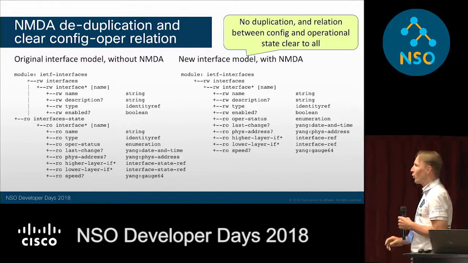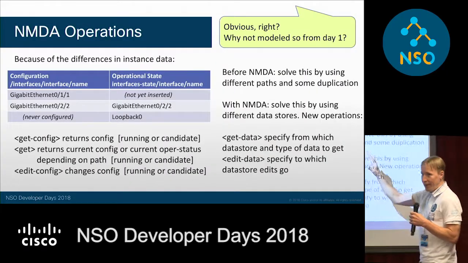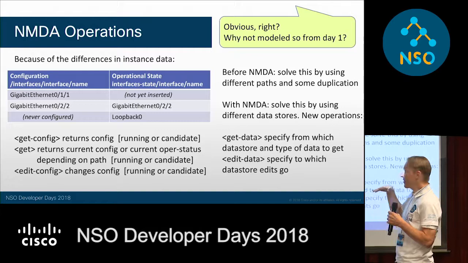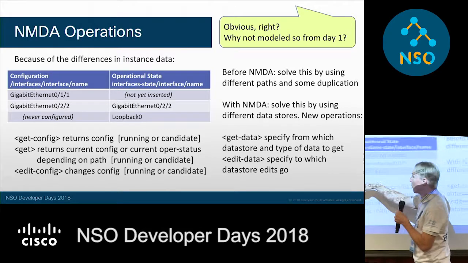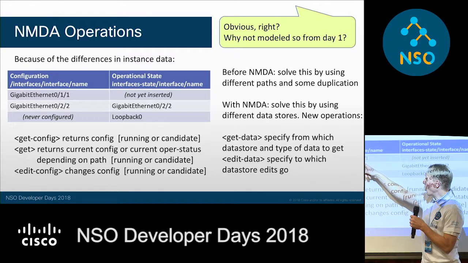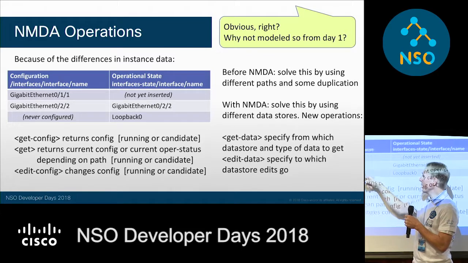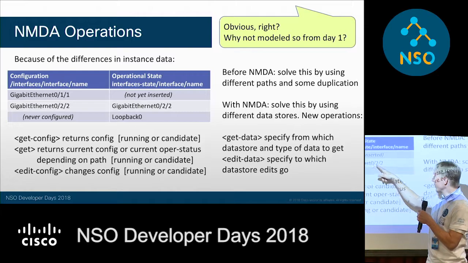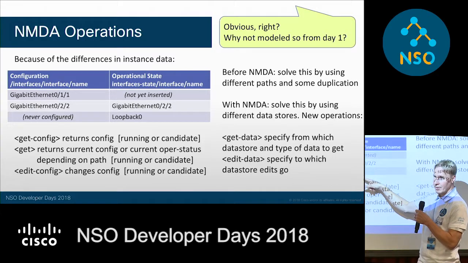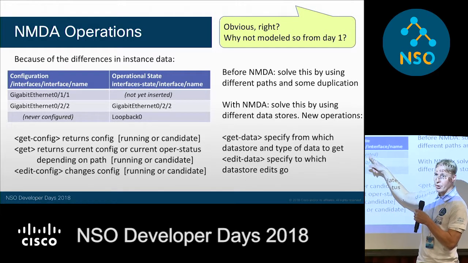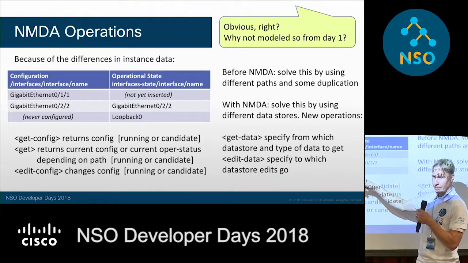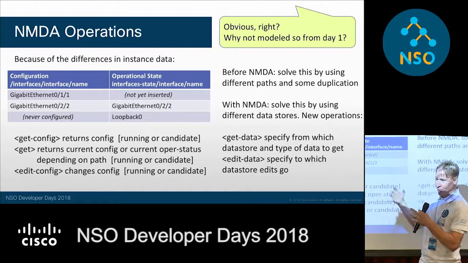It is that if you look at those lists, the config list and the opera list, they have different members, different instances in there. So if you look at the configuration point of view, there is gigabit Ethernet 011 and 022 in there. But you show the status, you will see gigabit Ethernet 022 and loopback. Because this card is not inserted yet, so it's not operational. And this has never been configured, it's just always there. So how could you have a list with different members?